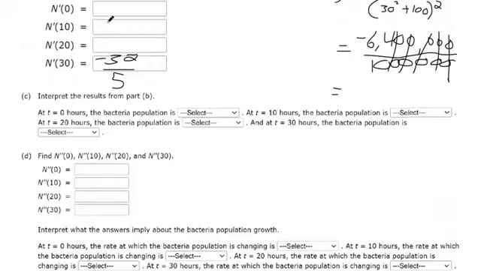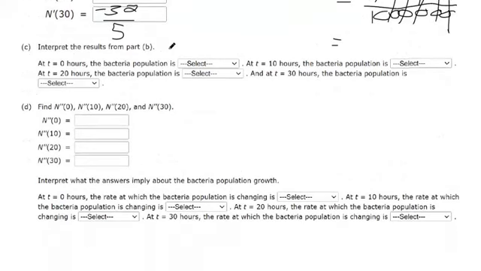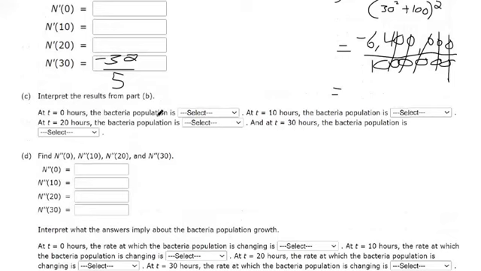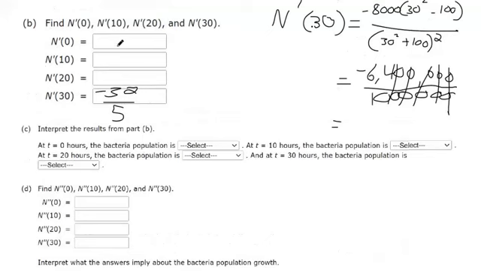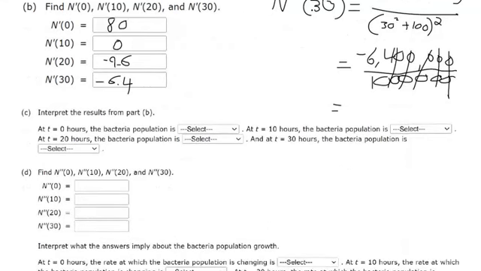So I leave the other ones for students to do. That's just plugging in numbers into the derivative. Oh, shoot. It says interpret the results from part B. Okay, I got it. So I'll plug in 0, 10, 20, and get those numbers. Okay, so there's my answers for part B.